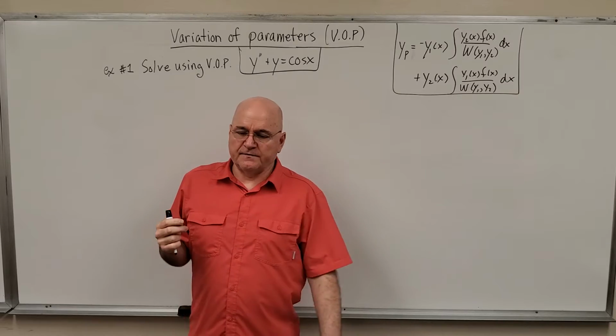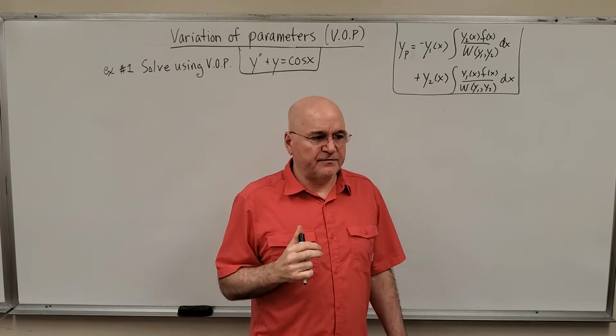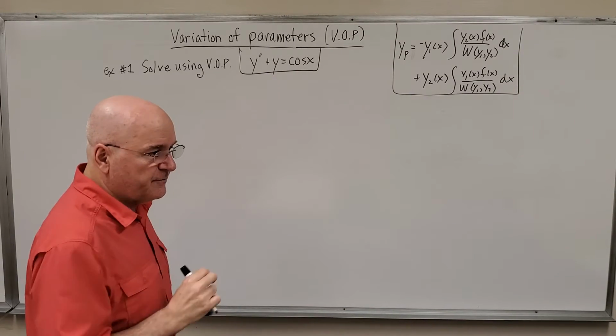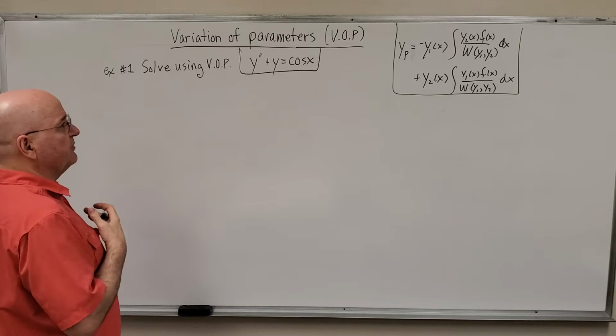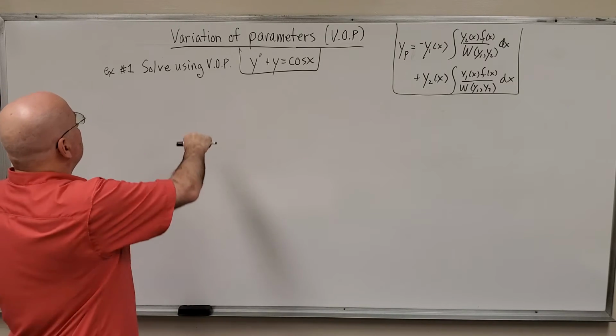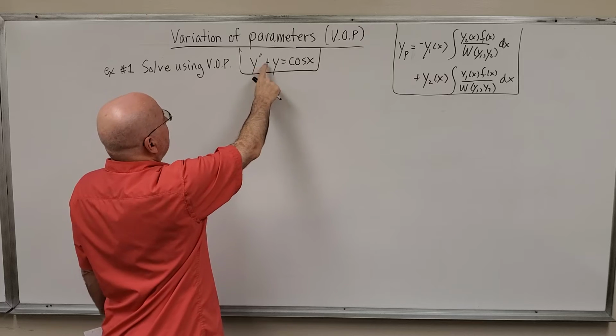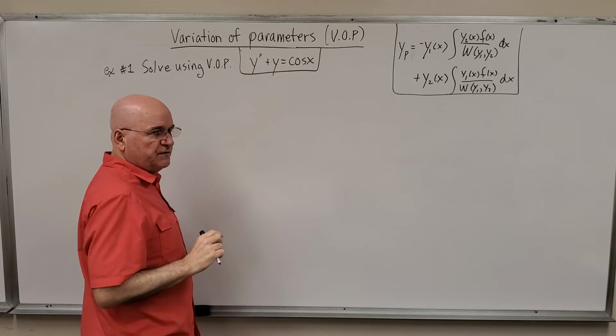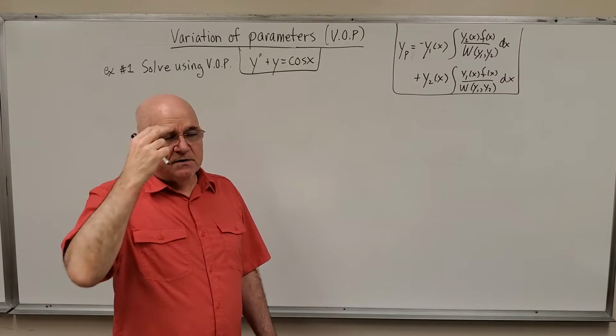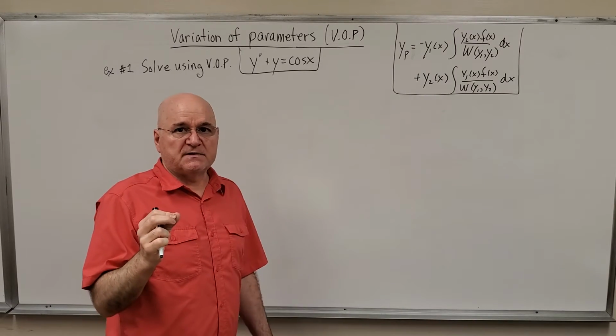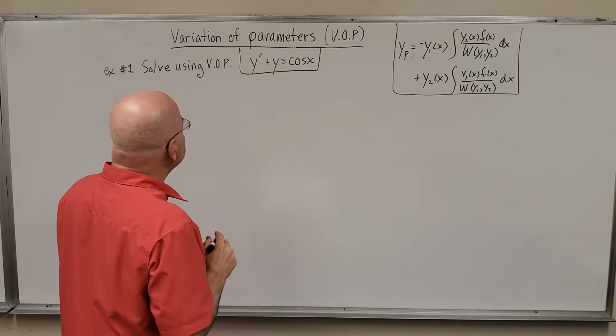Okay, our first of two examples of VOP, variation of parameters, to solve a second order differential equation is going to be solving this equation: y double prime plus y is equal to cosine x. So the first thing we're going to do, as usual, is get the homogeneous solution.